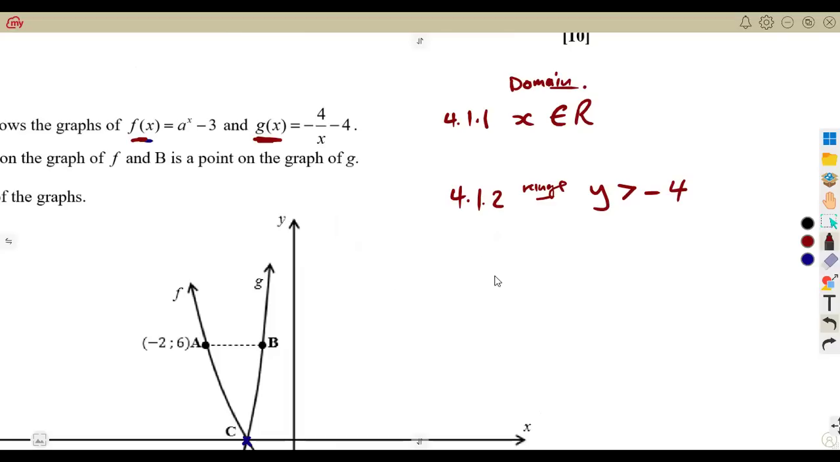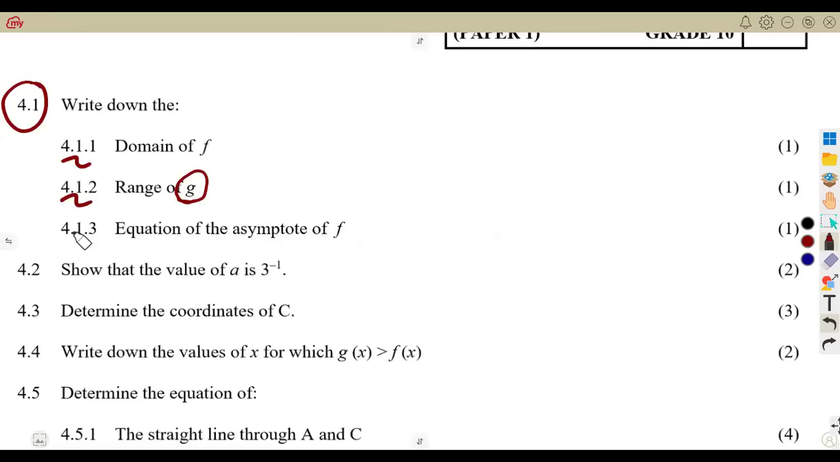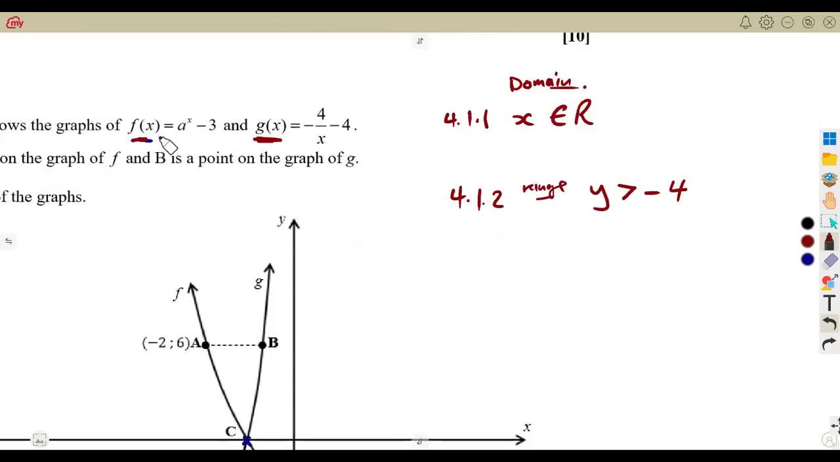Or you can just take from -4 up to infinity, no matter the way that you want to present that. The equation of the asymptote of f, considering f, we can simply take it here. The asymptote is already there. Y is equal to -3.